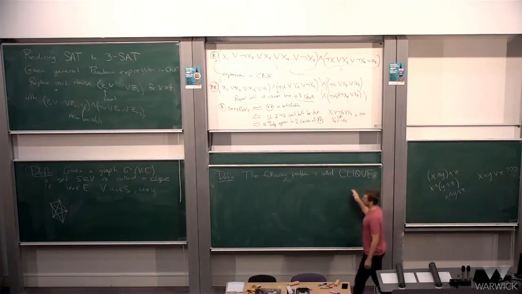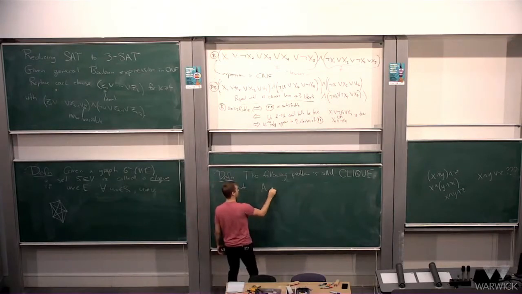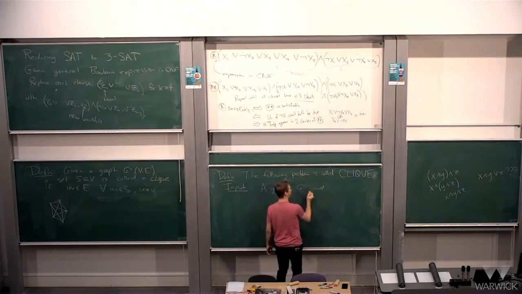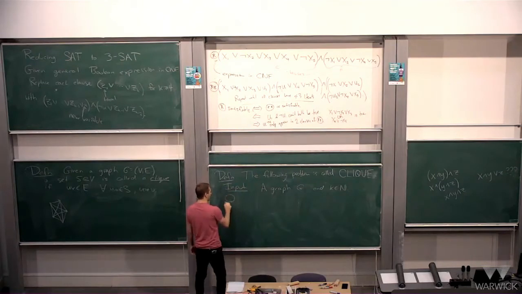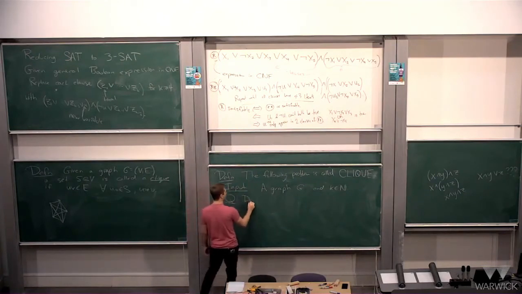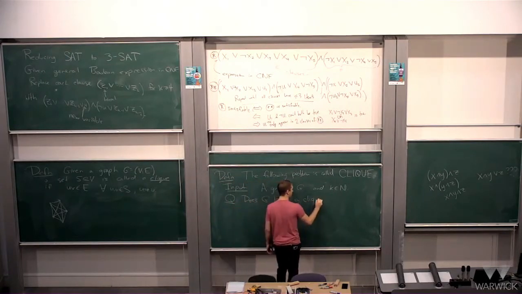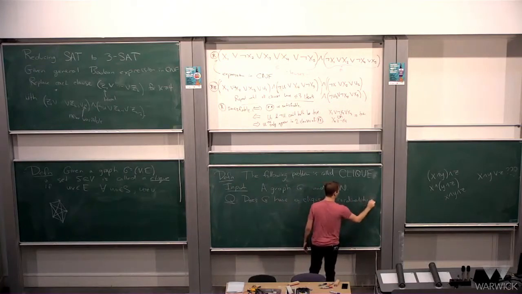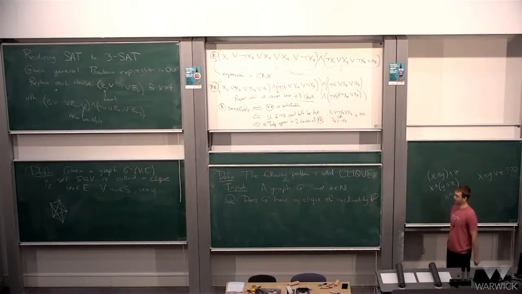So the input: you have a graph G and an integer k, a positive integer. And the question is, does G have a clique of cardinality k? So does it have k vertices that are all joined to each other in the graph?